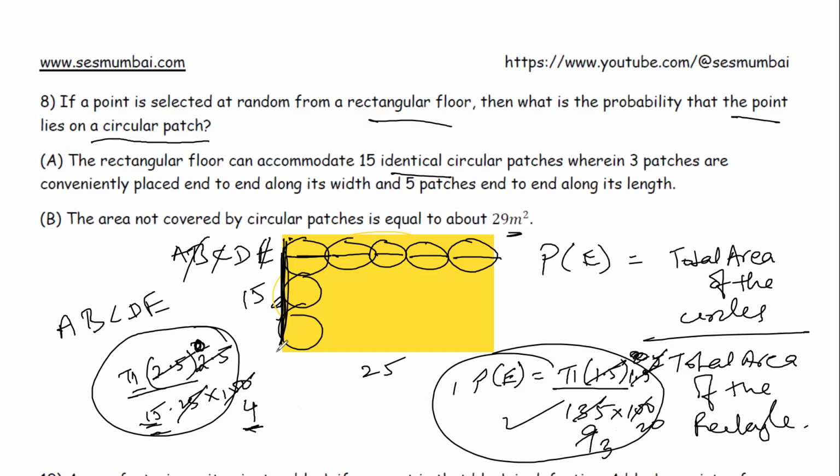Now, obviously, there's one more piece of information that I forgot. This is the total area of the circle, so it should be into 15, and this also should be into 15. So 15, 15 cancels, so we end up getting, sorry for that, we end up getting pi by 4 on both sides.